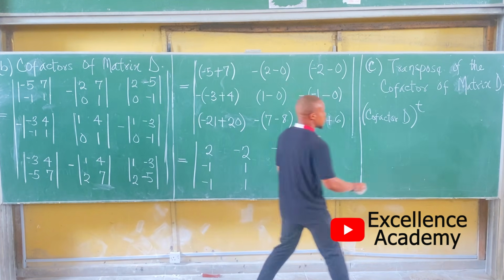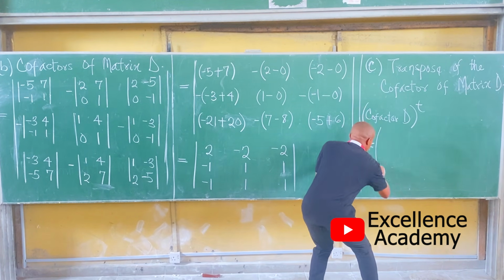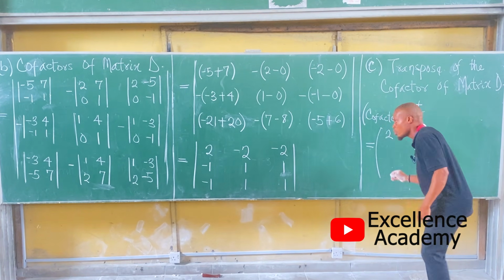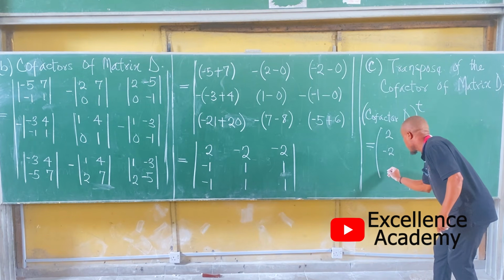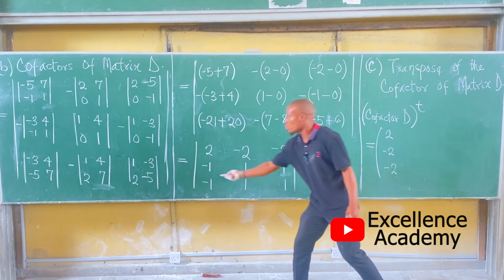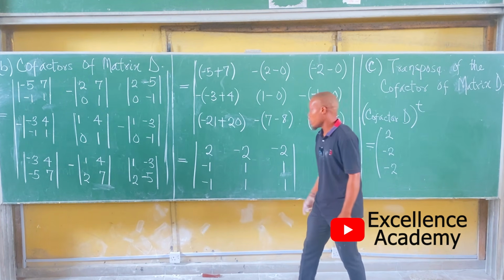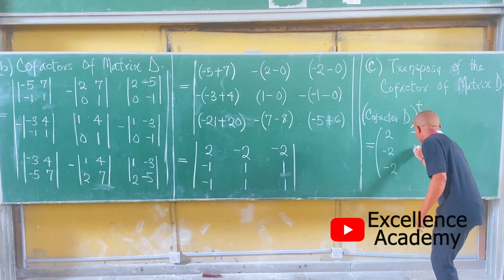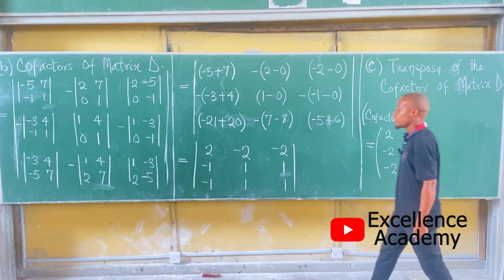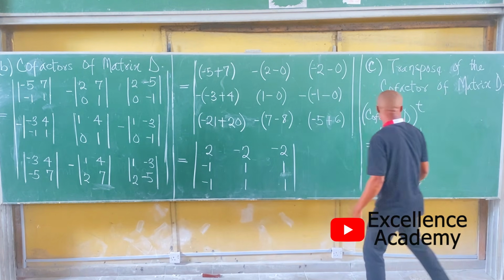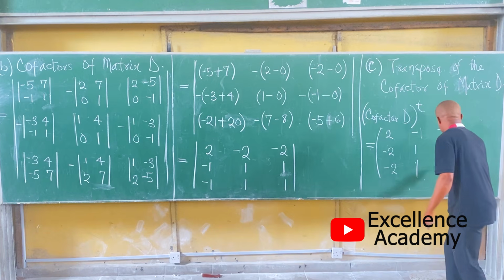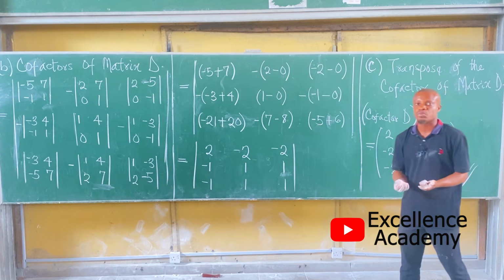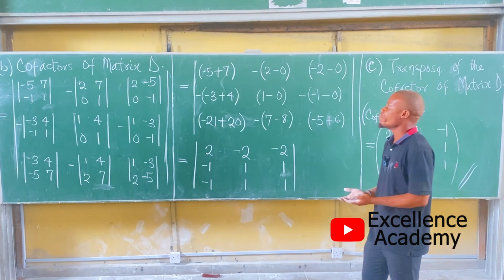So for this, I'll change it to my column. So I'm having that my matrix is equal to, for the first row, I'm having 2, minus 2 and minus 2. For this row, I'll change it to what? My second column, and I'll get what? Minus 1, 1, and 1. And for the last row, I'm having a minus 1, 1, and 1. Alright, so this gives you what? The transpose of the cofactor of the matrix D.